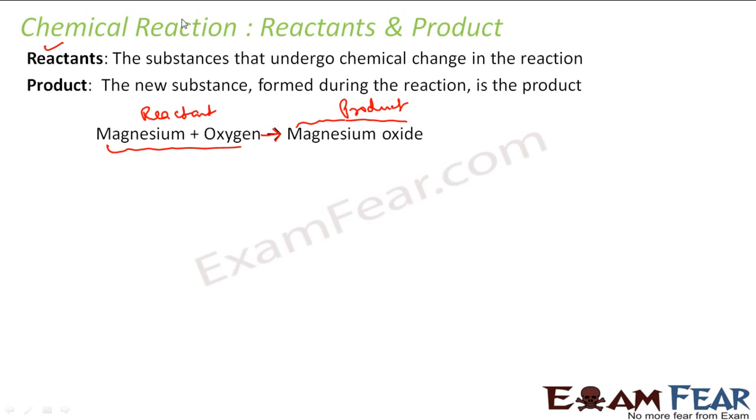Because this is a chemical reaction, we'll write a chemical equation for the same thing, and I'll tell you why we'll write a chemical equation. So magnesium and oxygen react to form a product called magnesium oxide. This is a typical example of chemical reaction where you have a reactant and product, where reactant is converted into product.